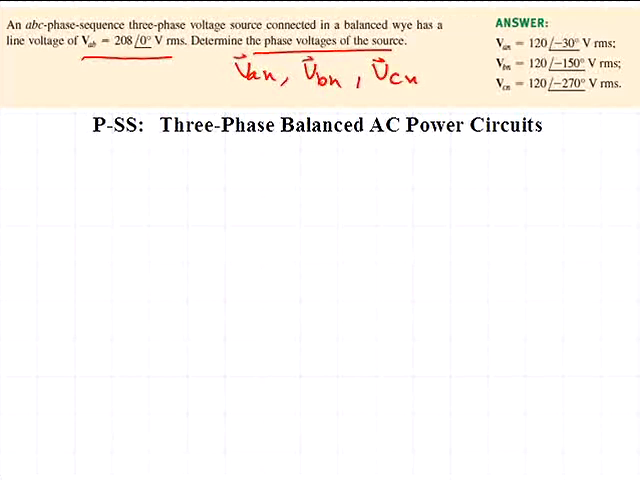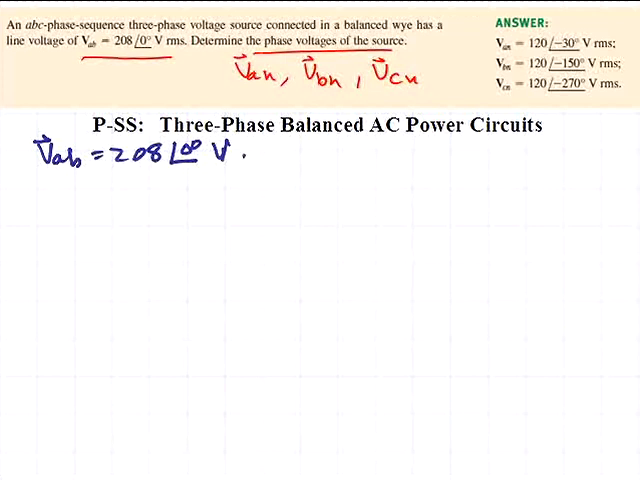Since the system is balanced, we know that the VAB, for instance, is equal to 208 at an angle of 0 degrees volts, and the other two line-to-line voltages will be separated by a phase shift of 120 degrees from VAB, and the same will be true for the phase voltages. The VAN, VBN, and VCN will all be shifted by 120 degrees with respect to each other.